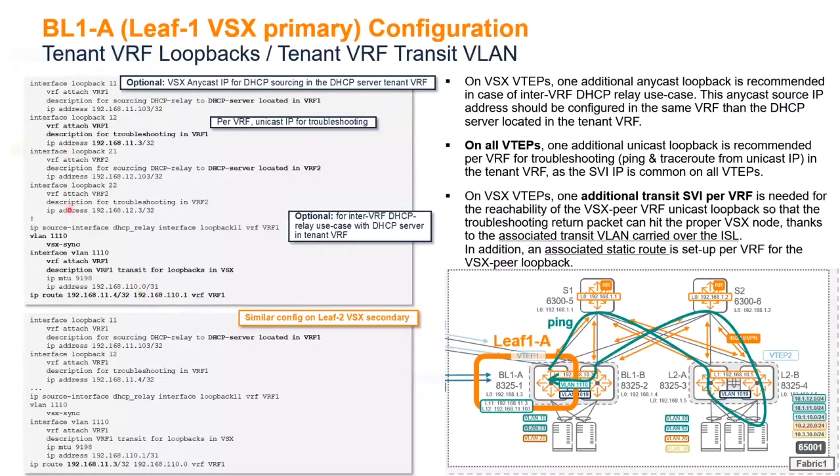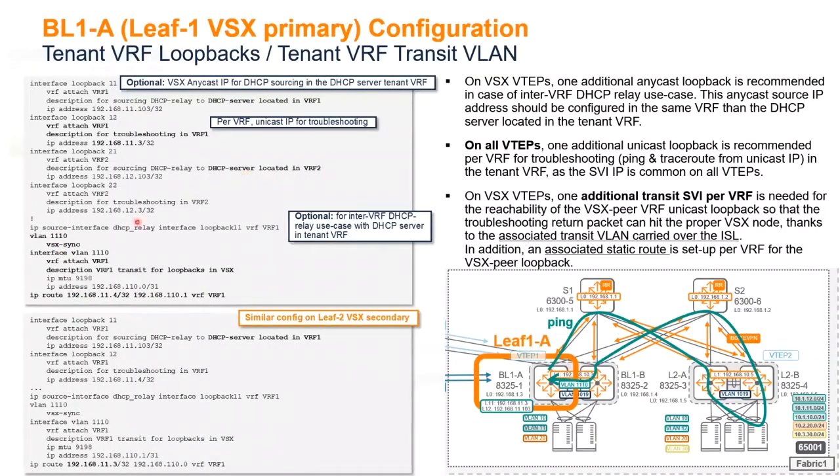So for that, you will have as well to define a transit VLAN per VRF, so attaching a layer 3 VNI for that VRF, and then use a route. So that's very simple. Here I put the primary and at the bottom I put the secondary. This is just a route for that unicast loopback in the VRF that you define, with the next hop being just the peer VSX. So that's it. That's quite a simple configuration.